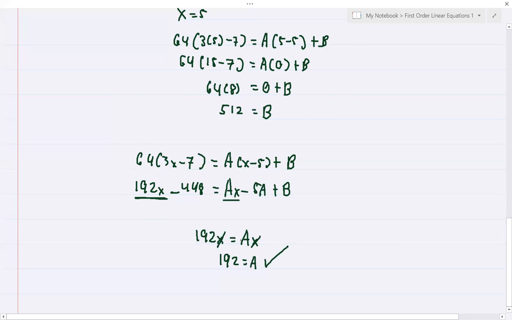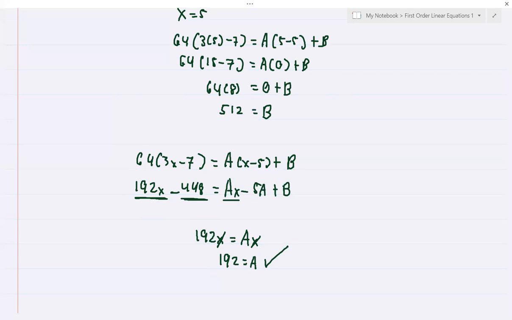But if you want me to prove it to you, if your A is equal to 192, then it's okay. All right. So next, how about this one? We have a constant term on the left. Your constant term is negative 448. Do you think on the right side, there's also a constant term? The answer is yes.